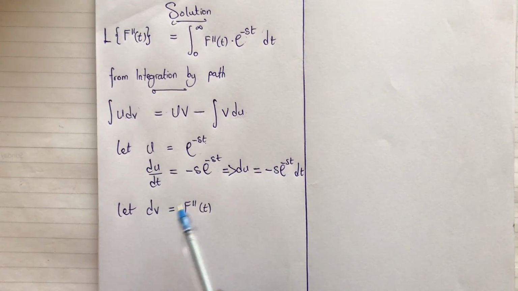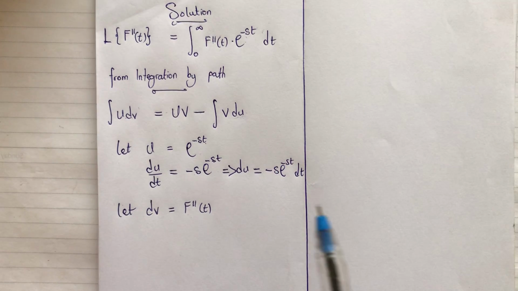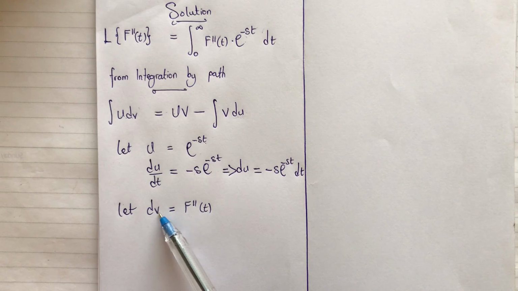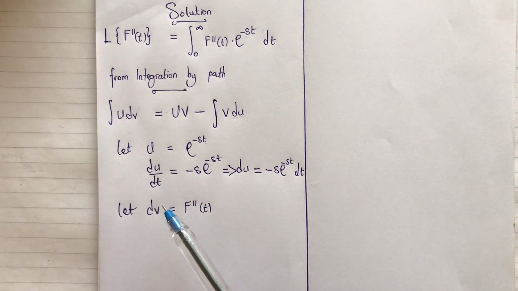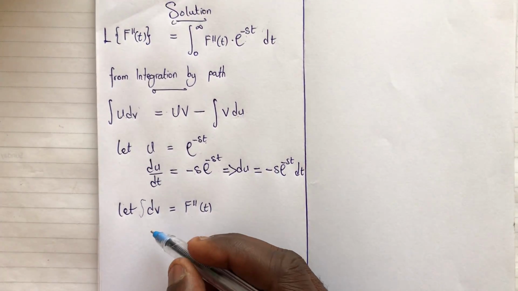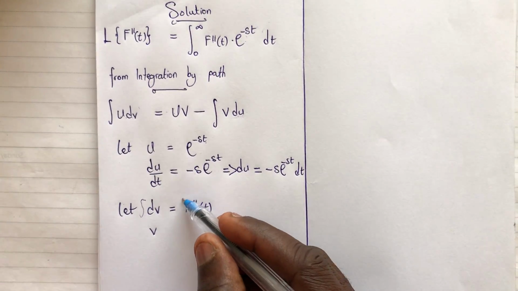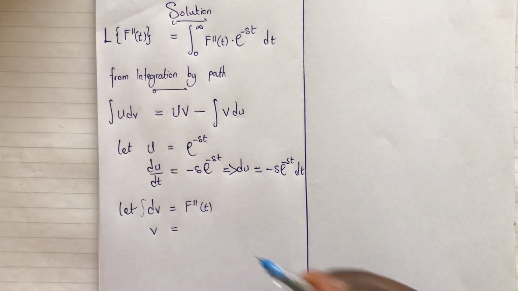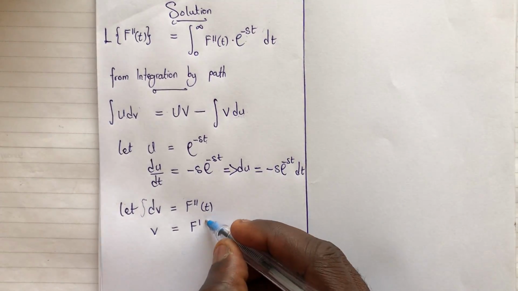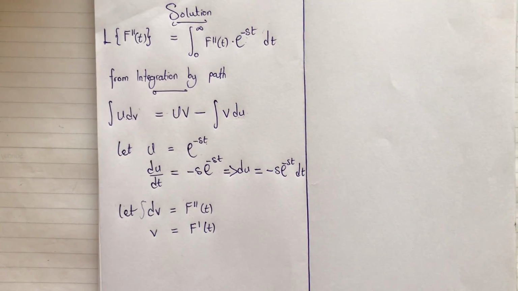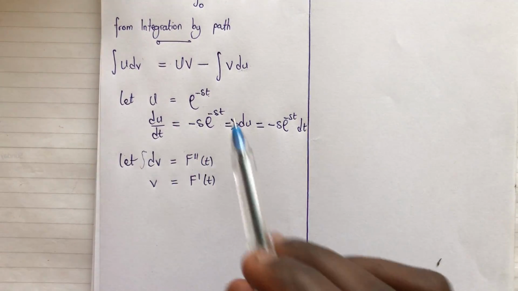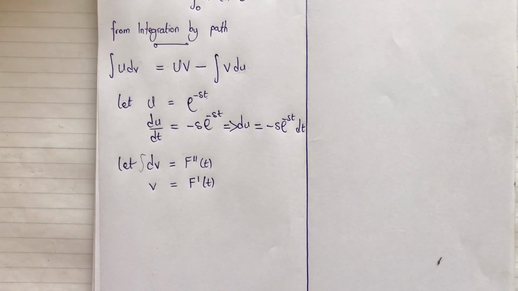Let's move on to this side and find v. Because this is a derivative function, we need to reverse it to find v, and to reverse this, we need to integrate. Once you integrate this side, the result gives you v. And once you integrate a second derivative function, you get a first derivative function. So we have f single bar of t. You see, this is very simple. So now from here, we just pick all this result and substitute it into our formula.